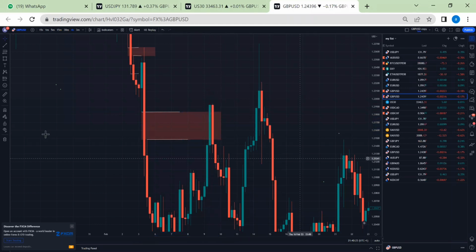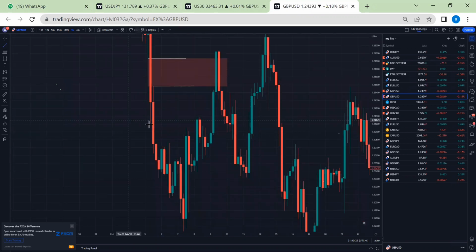And we have another one here. Okay, we have the last buying here. So we have this whole space as our imbalance. And as you can see, price has already come and filled it up. So this is the concept of imbalance. Okay, I hope this is very clear.